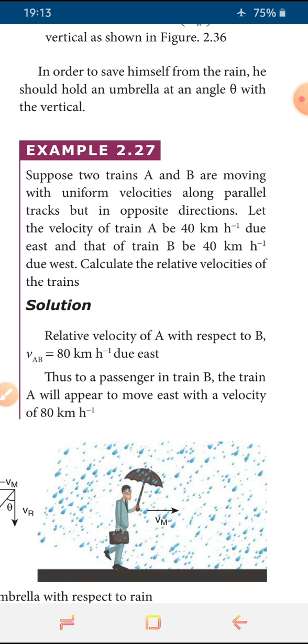Parallel but in opposite directions. Say the velocity of train A is 40 km per hour due east, and train B is 40 km per hour due west. Then we have to calculate the relative velocities of the trains. The relative velocity of train A with respect to B, V_AB, is 80 km per hour. These two are added because they are moving in opposite directions. It is 80 km per hour due east, and thus to the passenger in B, train A will appear to move east with a velocity of 80 km per hour.